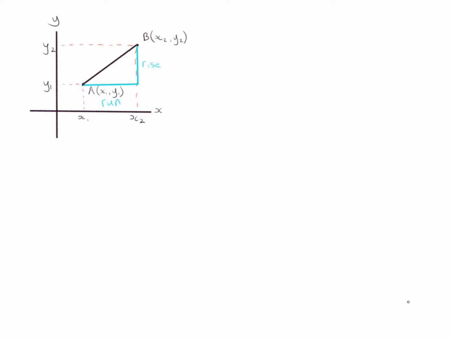So, gradient, represented by the letter m, is simply equal to the rise over the run.